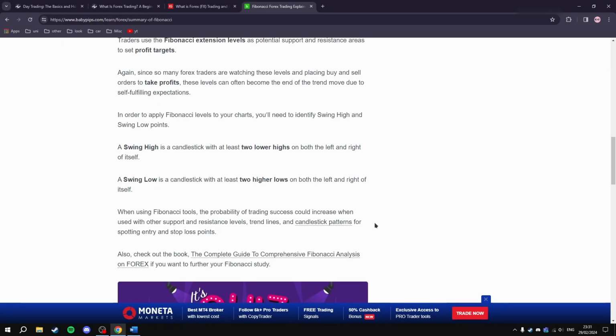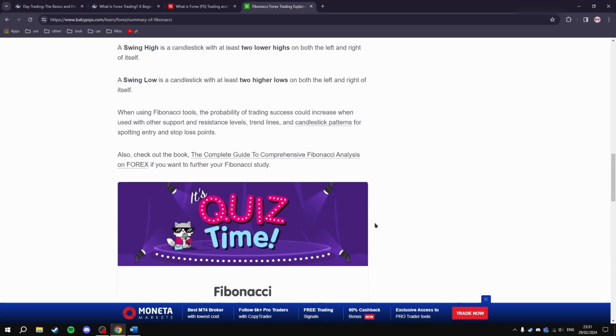When using Fibonacci tools, the probability of trading success could increase when used with other fib support resistance levels, trend lines and candlestick patterns for spotting entry and stop loss points.